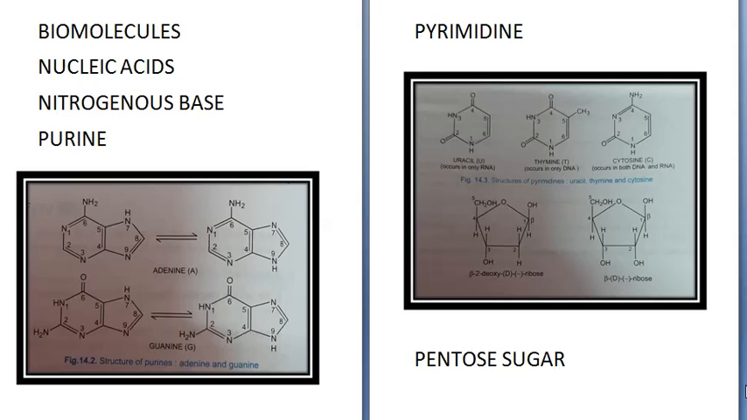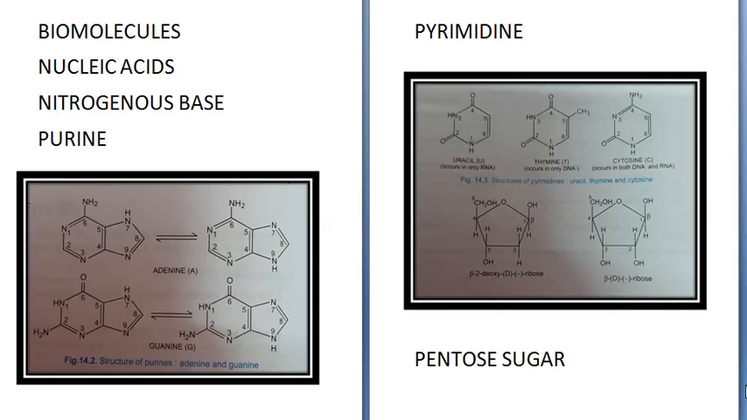Now nucleus consists of chromosomes which are made up of proteins and nucleic acids. There are two types of nucleic acids: deoxyribonucleic acid, which is called DNA, and ribonucleic acid, which is called RNA. The repeating units of nucleic acids are called nucleotides. They are monomeric units. Therefore, they are regarded as polynucleotides because they are getting repeated.